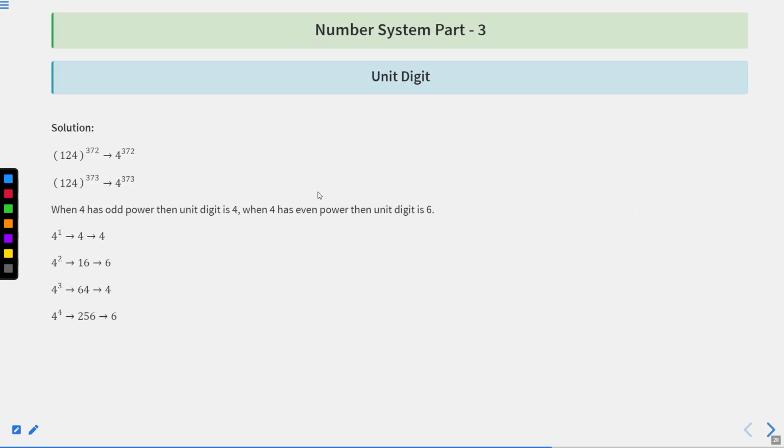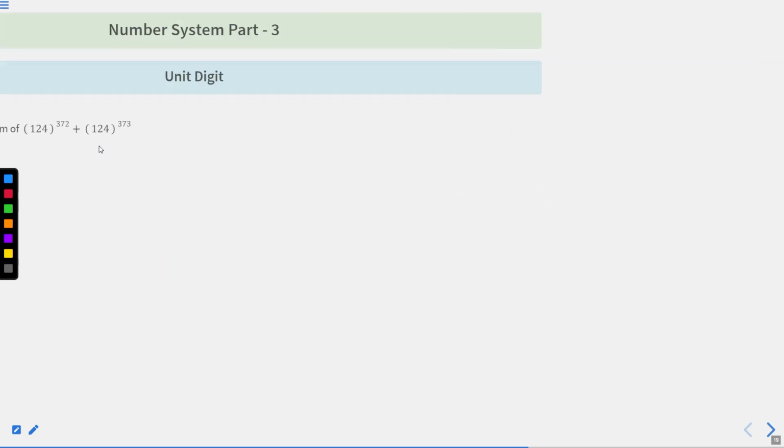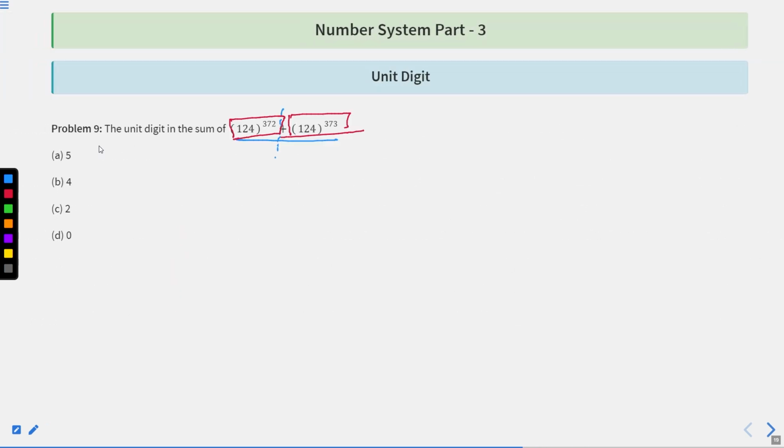So the process is listed down here. We have already seen this process in the lectures. So that's the theory part for your problem. You can have a quick glance over it if you don't remember it. So this is problem number 9 for you, and the final answer is D.